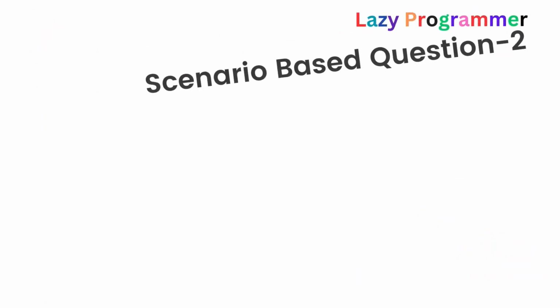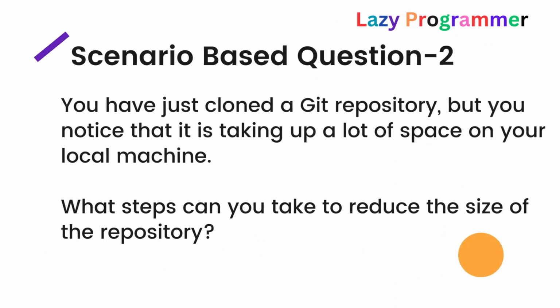Now let's check the second question. So in the second scenario, suppose you have just cloned a Git repository, but you have noticed that it is taking up a lot of space on your local machine. So what steps you need to take so that you can optimize or reduce the size of that repository?